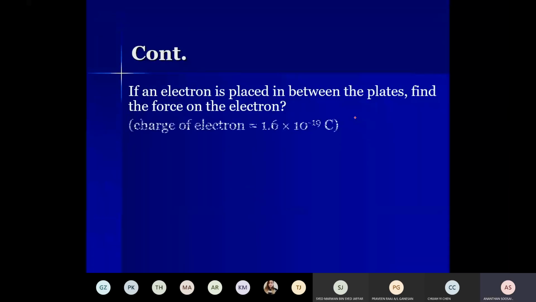What formula do you use? The charge of the electron is called the elementary charge. No need to remember it. They will give it in the exam, on the front page of the question paper. All constants are there. Look for elementary charge: 1.6 times 10 power negative 19 coulomb. So what is the force?